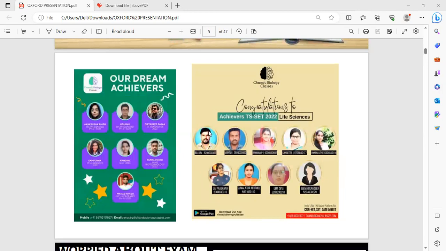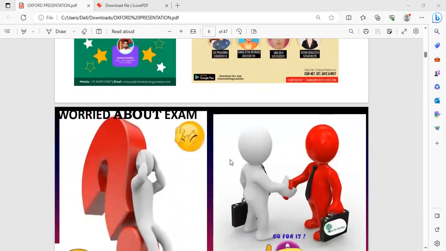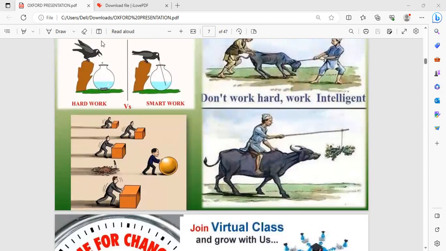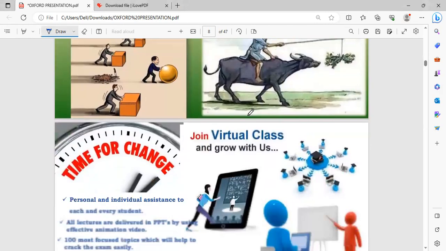These are some of the students who got coaching from our Chandu Biology classes and they qualified in the TSSET 2022. Now coming to the examination, first of all, we don't do hard work. We have to do smart work and work intelligently.